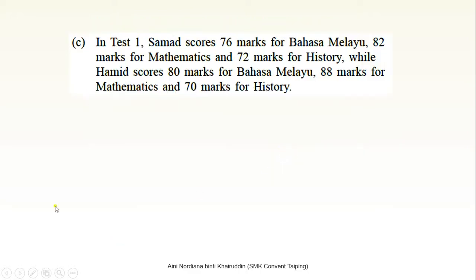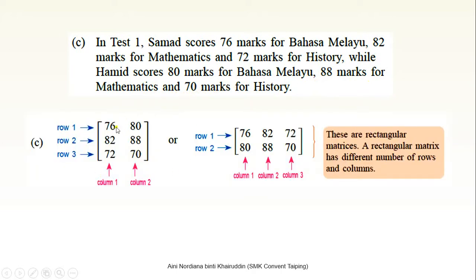Okay, next, for example C. In test 1, Samad scores 76 marks for Bahasa Melayu, 82 marks for mathematics, and 72 marks for history, while Hamid scores 80 marks for Bahasa Melayu, 88 marks for mathematics, and 70 marks for history. So this is how you write this data in a matrix. This is a rectangular matrix. A rectangular matrix has a different number of rows and columns.